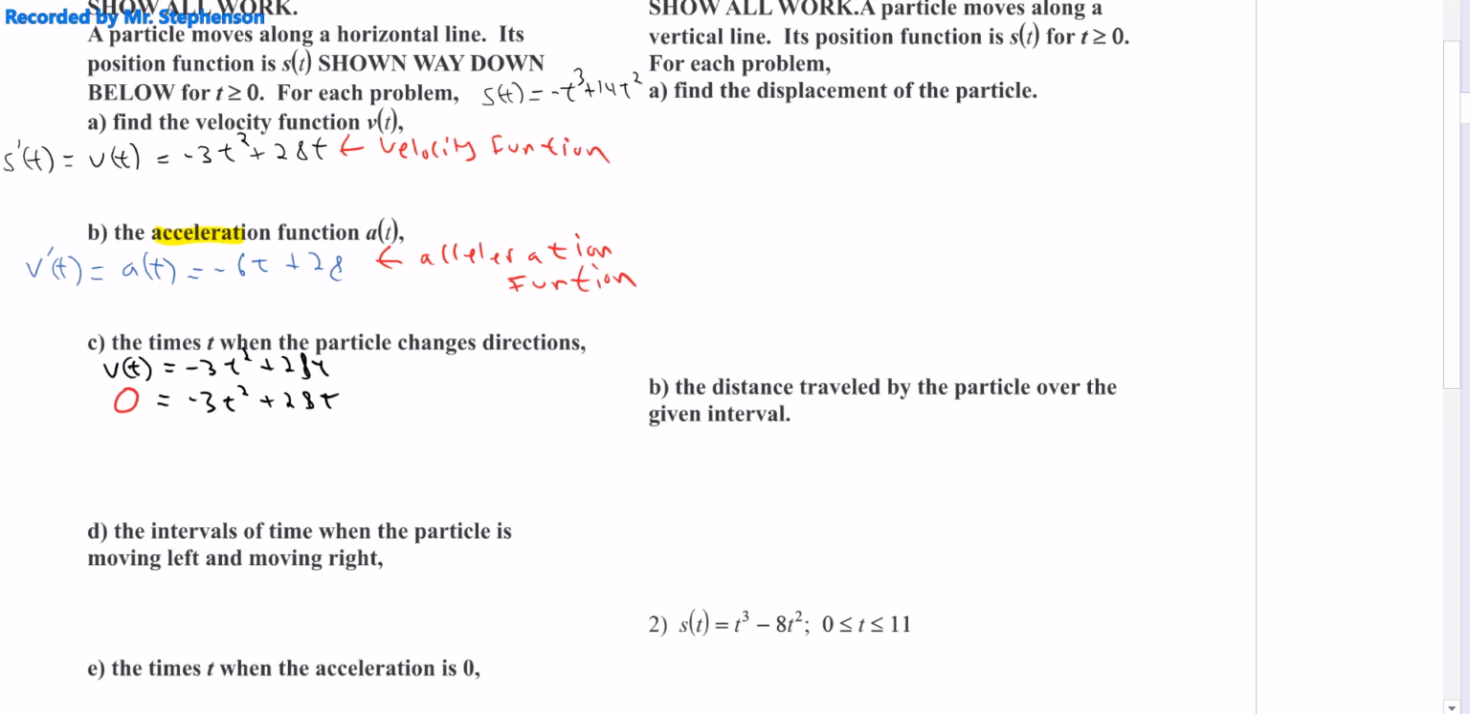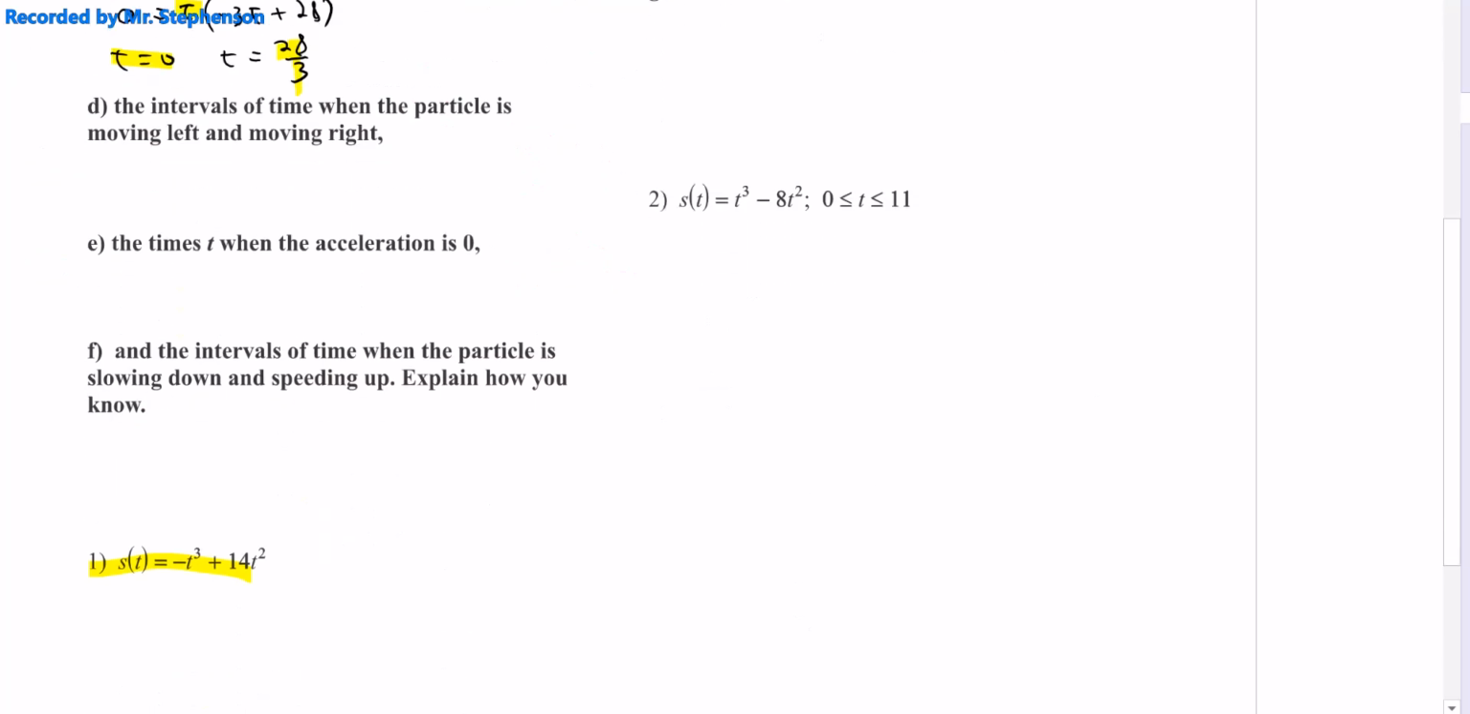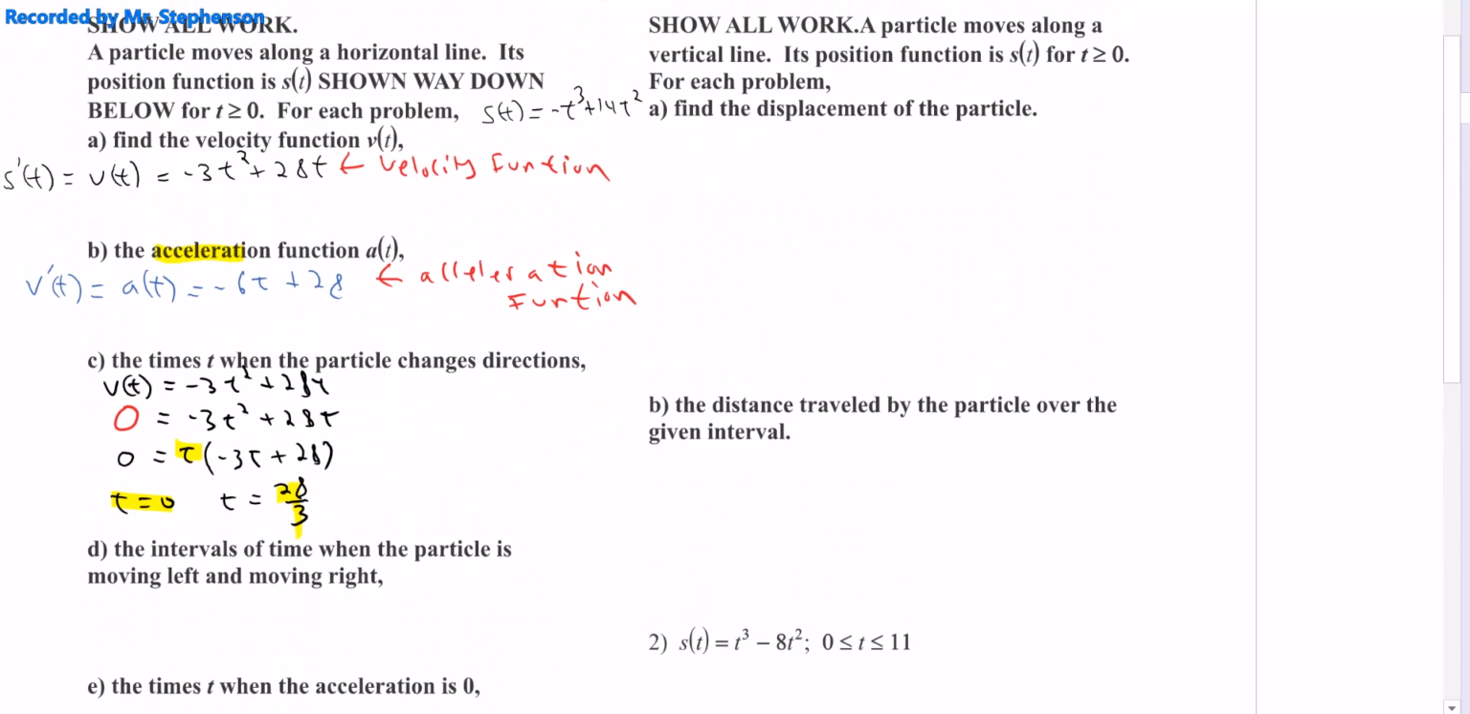And I'm going to try to solve this, right? The way we can solve it is to factor out a t, and we will get negative 3t plus 28. And so there are two places where this will equal 0, which is t equals 0. That came from this one. And another place is when negative 3t plus 28 equals 0, which is when t equals 28 over 3. All right. So those are the two places.